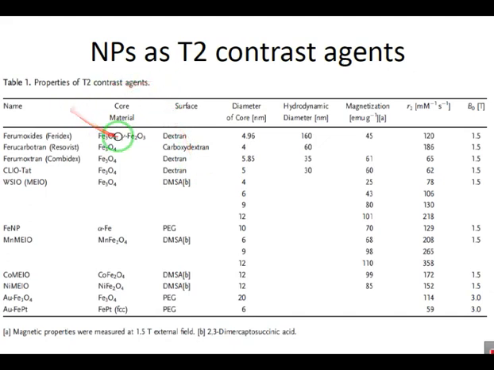As you see here, there are many types of magnetic materials. These are the cores, and these are the shells, and the other information is not very important for this course. All we have to remember is that the presence of the magnetic nanoparticles will increase the contrast of the images.